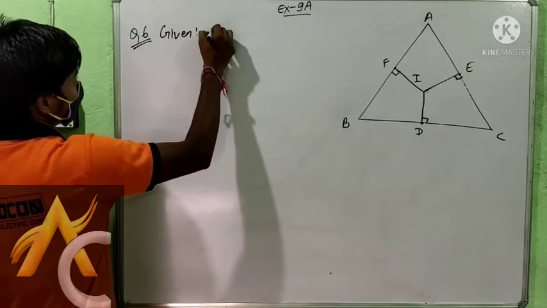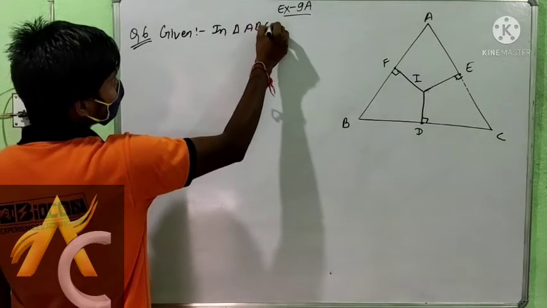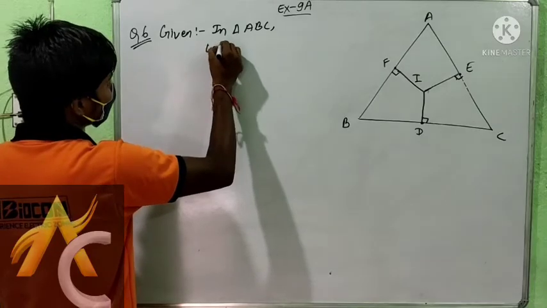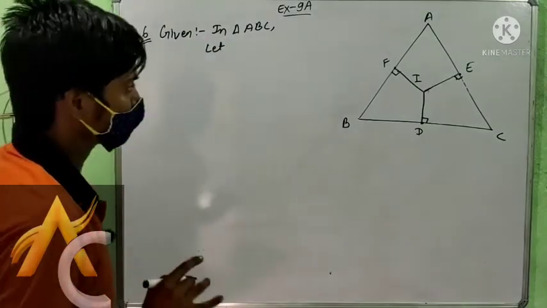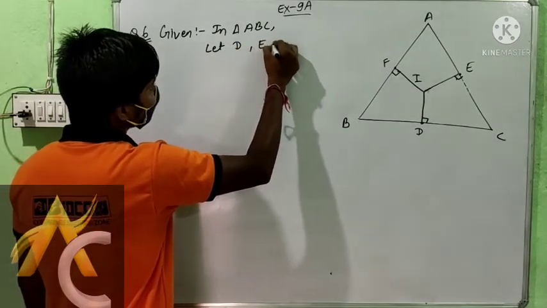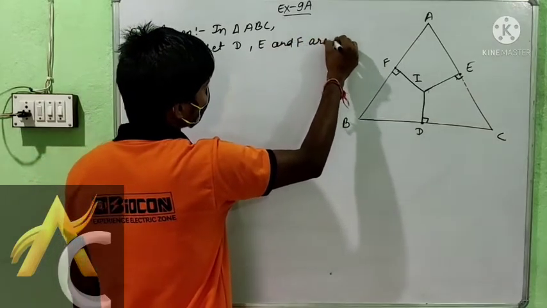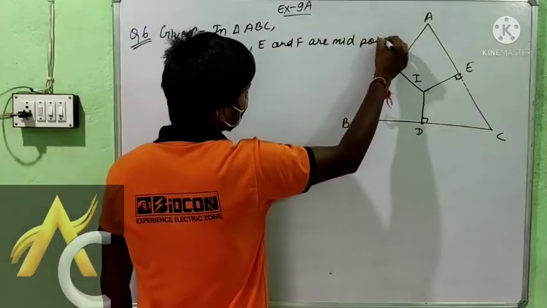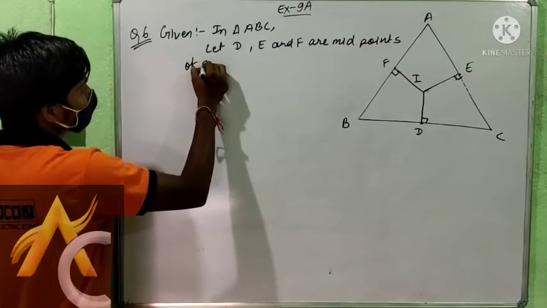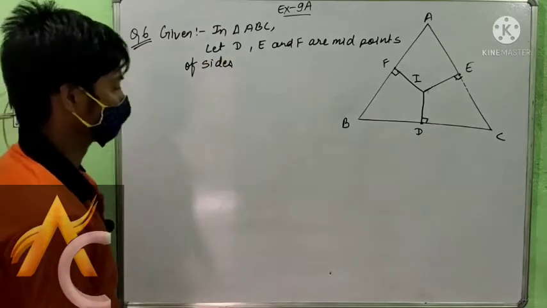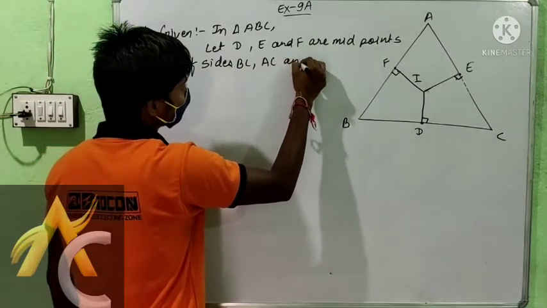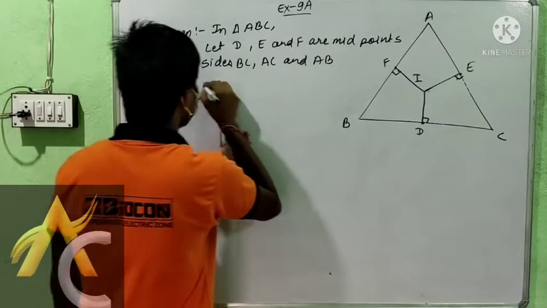Given: in triangle ABC, let, this is our assumption, so we are going to write it here, let D, E and F are midpoints of sides BC, AC and AB respectively.